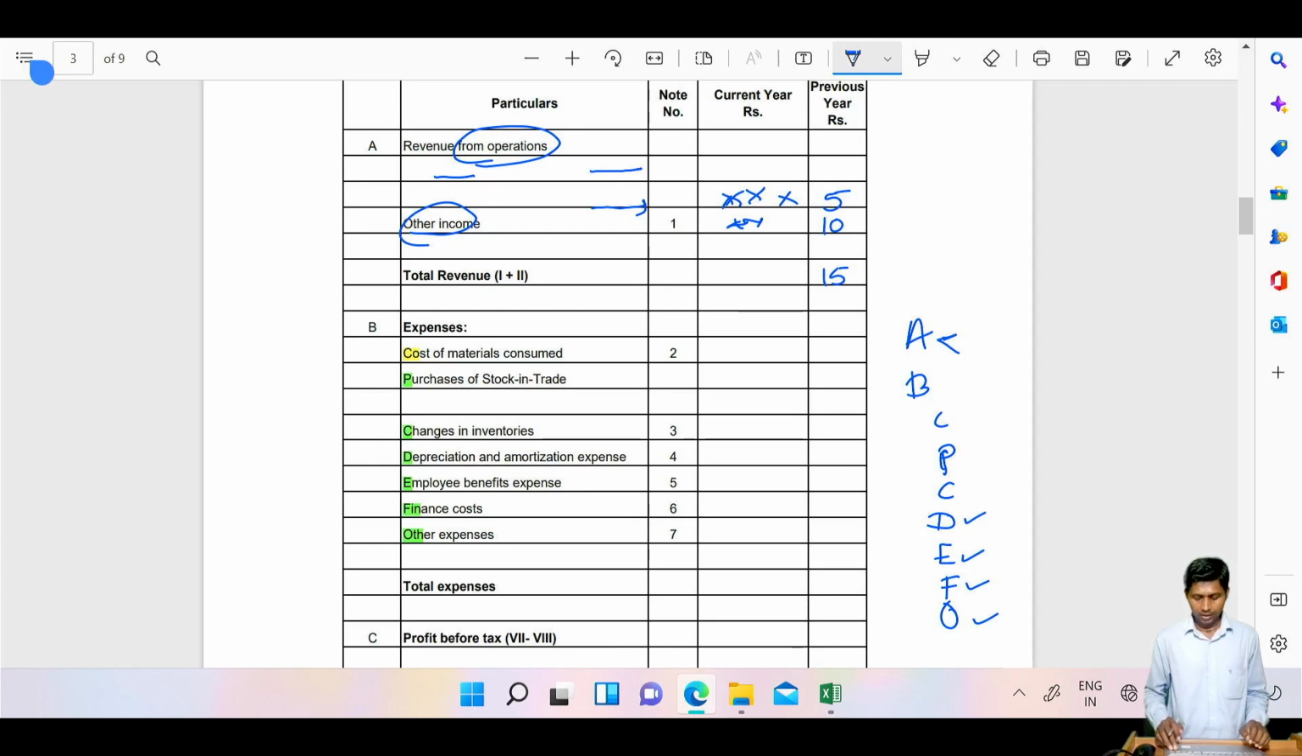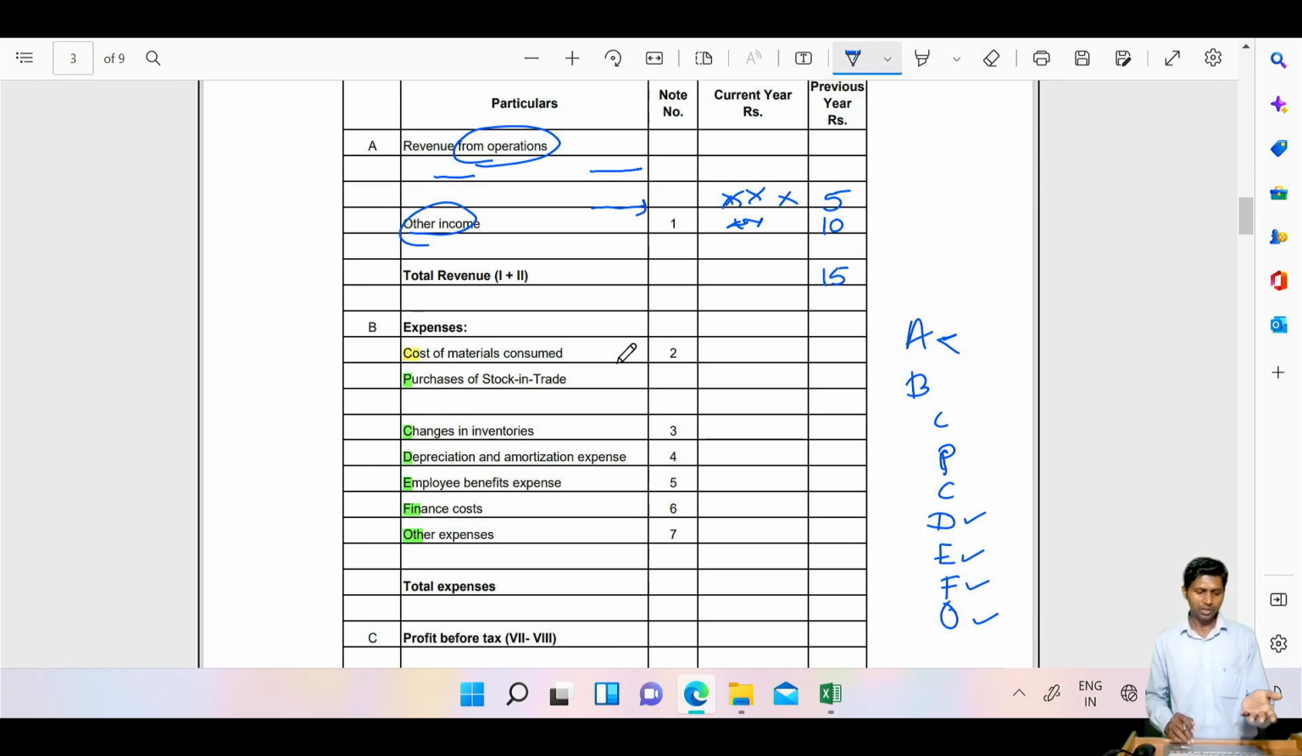expenses. In expenses, first, cost of material consumed. You say that, sir, we are already bored with all these things, you already explained this, but if you don't know, you can watch the video without skipping, or you can skip this part. After some time, let's say after 5 minutes, we'll start the actual problem. What is the theme of cost of material consumed?